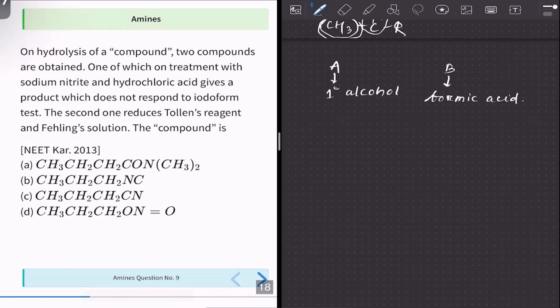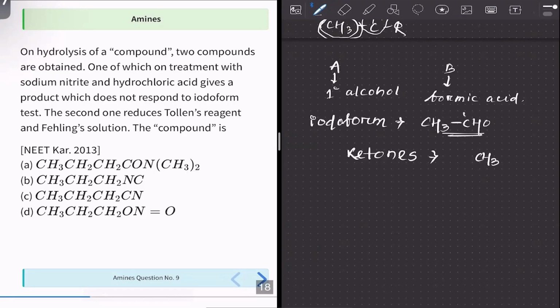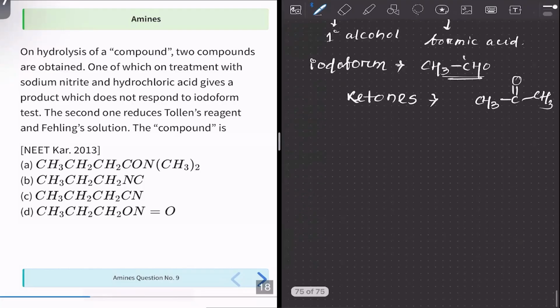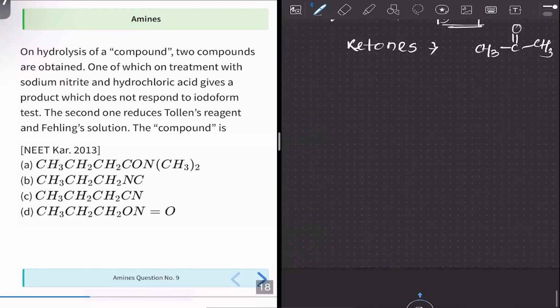The iodoform test will be given by other reactants, like aldehydes containing CH3CHO, and ketones having a CH3 group adjacent to the carbonyl group. Okay, so let's move on to the next question.